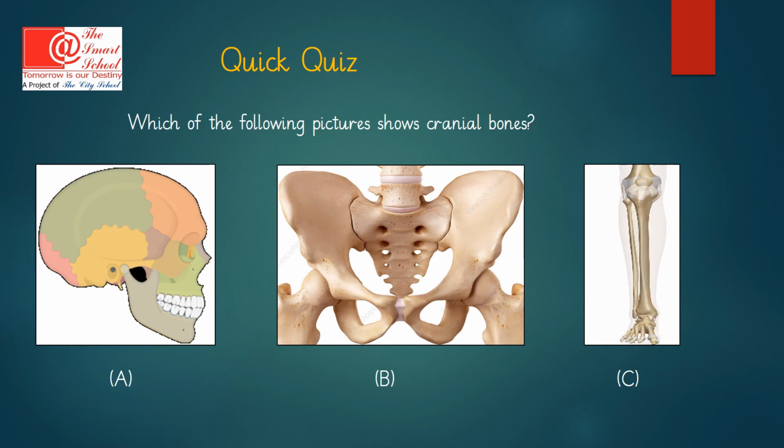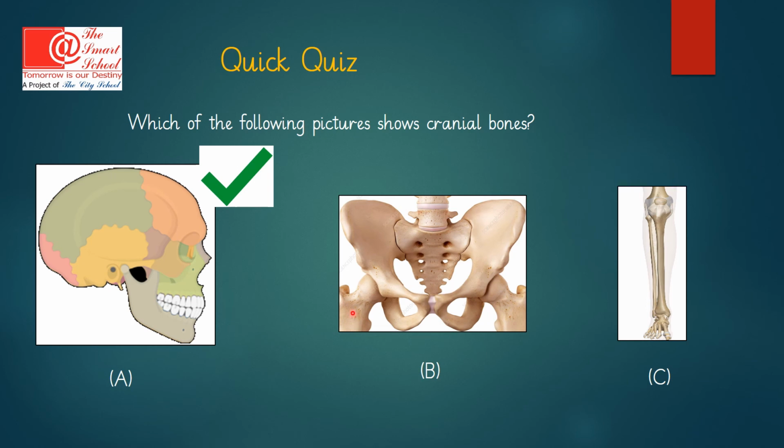Now we shall go through a quick quiz based on what we have studied so far. The first question is, which of the following picture shows cranial bones? Is it picture A, or is it picture B, or is it picture C? The correct answer is picture A shows cranial bones. This is hip bone and this is leg bone.